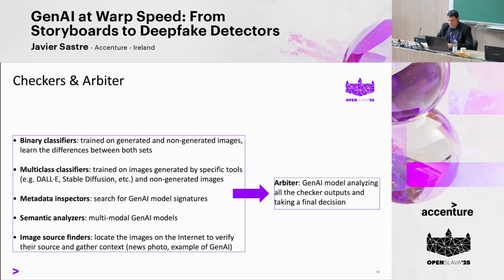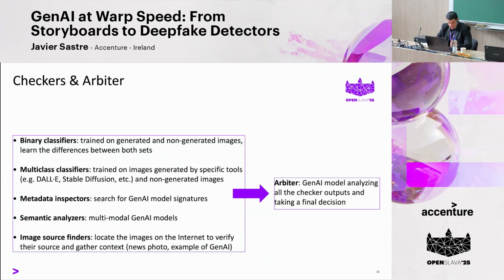Then we have what we call semantic analyzers, which are simply other GenAI models that can understand images. So we give the image to a GenAI model, at the time I think it was GPT-4o, and we are asking a number of questions about the image. We are instructing the model: these could be different signs that could indicate that the image is generated. Can you look into this and then make a final decision?